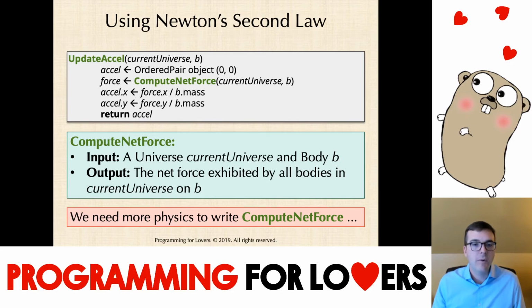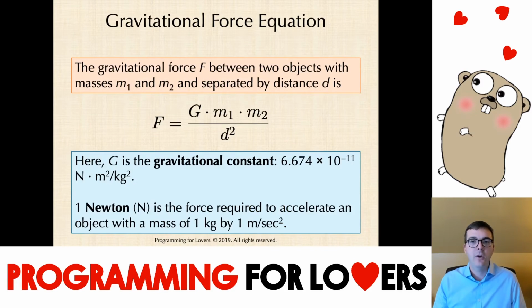I just need a little more physics here to write ComputeNetForce. And so I need to say, well, before I even get to ComputeNetForce, what is the force of gravity? What is the magnitude of the force of gravity that two objects exert on each other? And so if the two objects have masses m1 and m2, and the distance between them is d, then the force of gravity between them is g times the product of the masses over d squared.